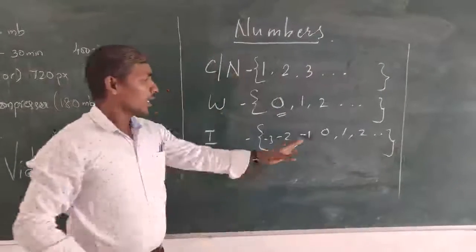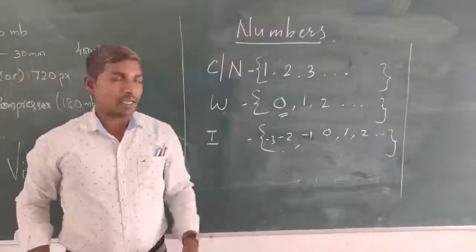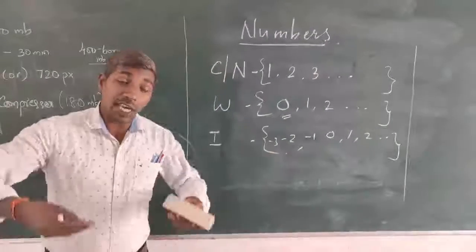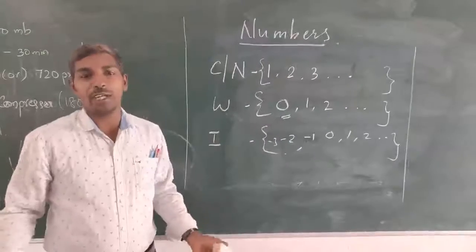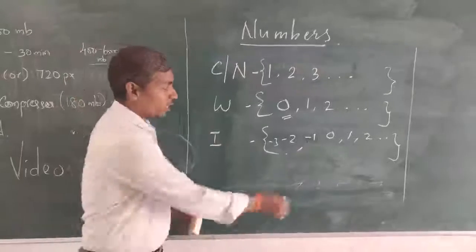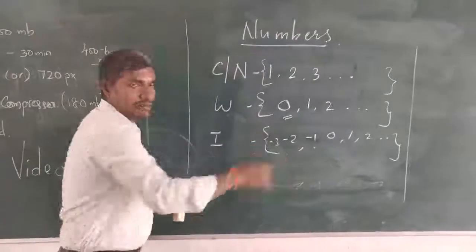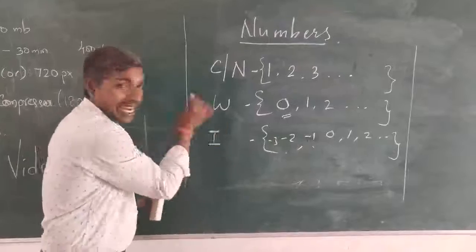So 0 represents nothing. 1, 2, 3 which I have. Minus 1, minus 2, minus 3 which I should have been having but I don't have. To represent that we are using minus 1, minus 2, minus 3. So this set of numbers we are calling integers.